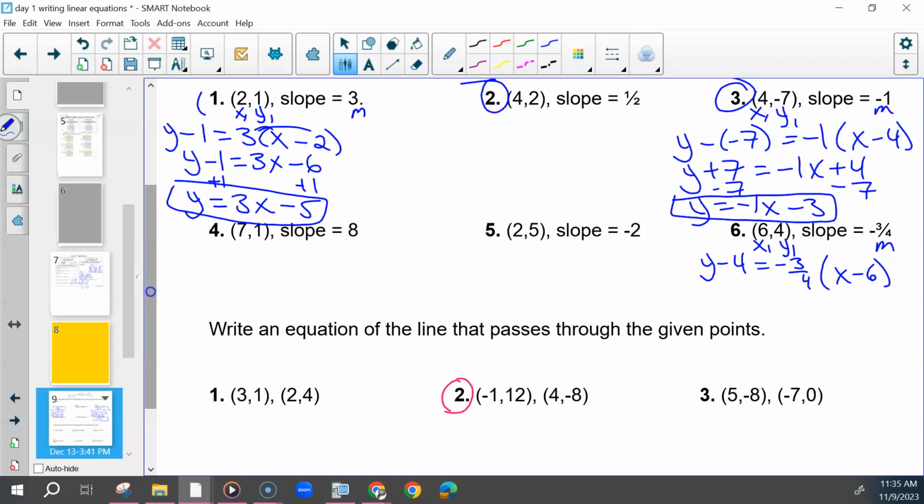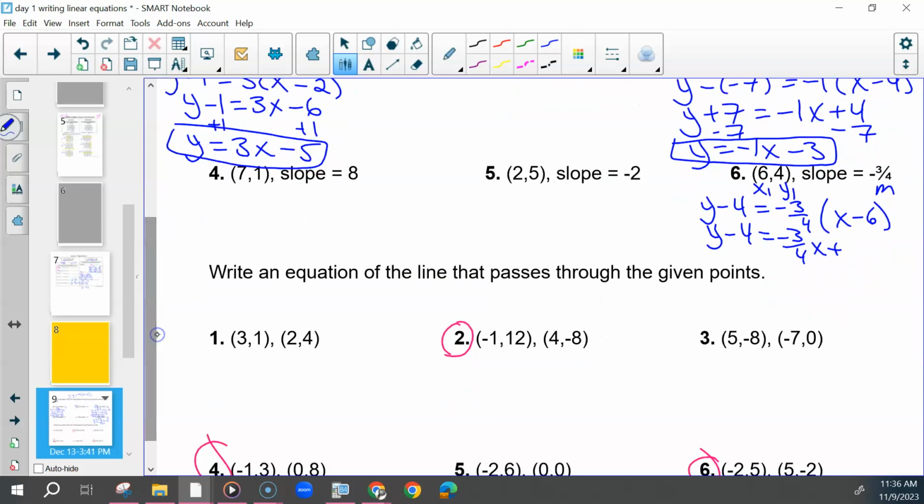Okay. Negative 3/4 x, what would that fraction become? You can multiply this in your head, in your calculator. Negative 3/4 times negative 6. This would be 18 over 4, or 9/2.